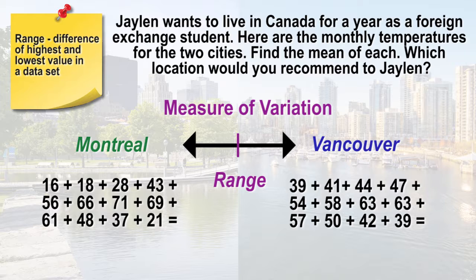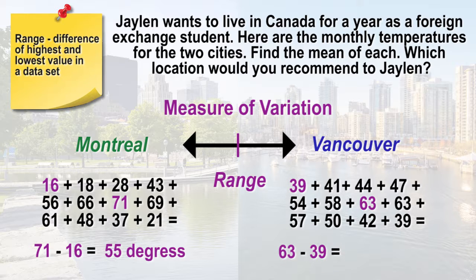We can find the range for Montreal by finding the difference between 71 and 16. The range of temperatures in Montreal is 55. The range for Vancouver can be found by doing the same thing. We can find the range by subtracting the lowest temperature from the highest, which are 63 and 39. The range of temperatures in Vancouver is 24 degrees.